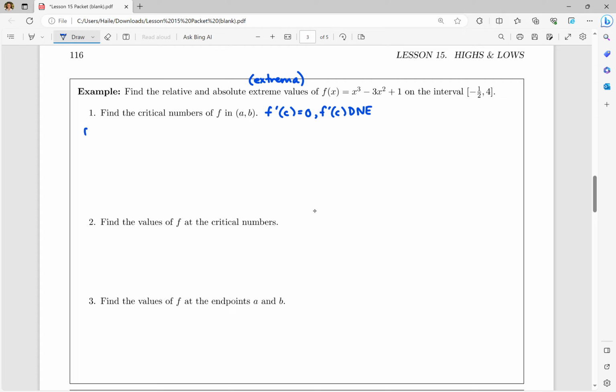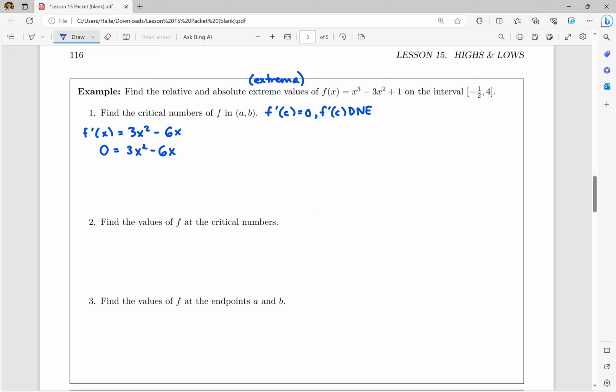All right, so f prime of x. If we take the derivative of x cubed, we get 3x squared. Take the derivative of negative 3x squared, we get negative 6x. And the derivative of 1 is 0, so our derivative is 3x squared minus 6x. So the first thing I'm going to think about is, is there anywhere this derivative does not exist? Well, we don't have a fraction, we don't have a square root, so the domain of this derivative is all real numbers, so no, there's nowhere it doesn't exist, but we can set it equal to 0 and figure out what x values make it 0.